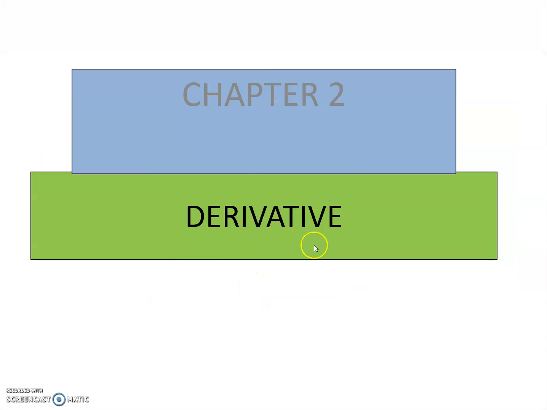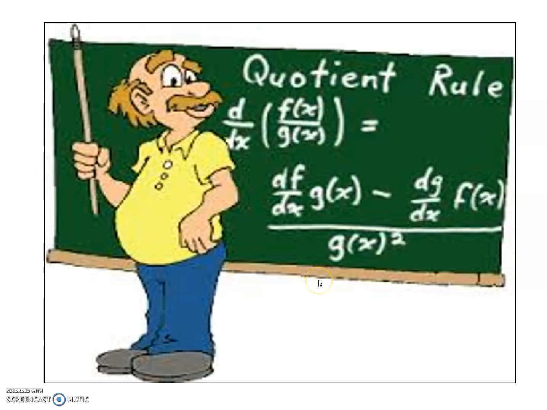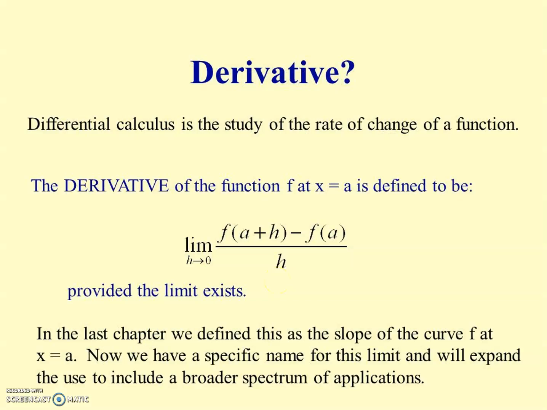Chapter number 2, Derivative. Quotient rule is important, that is the derivative of f of x upon g of x. That's all we have to study in derivative. Before going to that, what is exactly a derivative? Differential calculus is the study of the rate of change of a function.